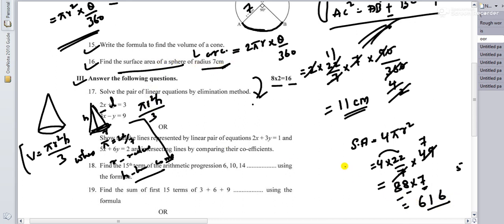Now since this was in centimeter and it is area, it will be centimeter square. Don't forget to write the unit. If you're not writing the unit, you will not get half mark. You'll only get half marks out of 1. Understood? I hope this part has been explained well.